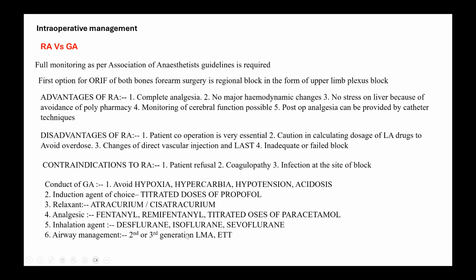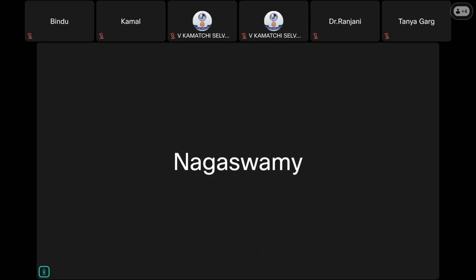And airway management, you can use second or third generation LMA also. Not necessary that you should always use ET tube. But if patient has especially a large ascites and chances of aspiration are there, only second or third generation LMA should be used, not the regular classic LMA. And reversal with neostigmine titrated doses should be used. These are all the points that you have to keep in mind when answering a question like that.